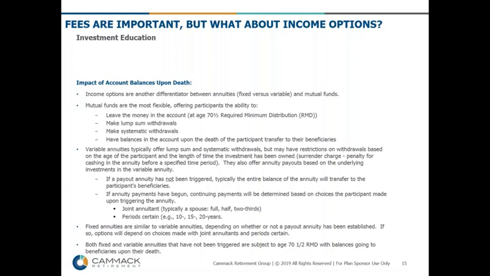You can make lump sum withdrawals. You can make systematic withdrawals. When we talk about a systematic withdrawal, this is where you say, give me $1,000 a month, and they'll pay you $1,000 a month, or $1,500, whatever your number is, until the account runs out. Or you could base it on a percentage, and you could say, pay me 4% of the account each month.